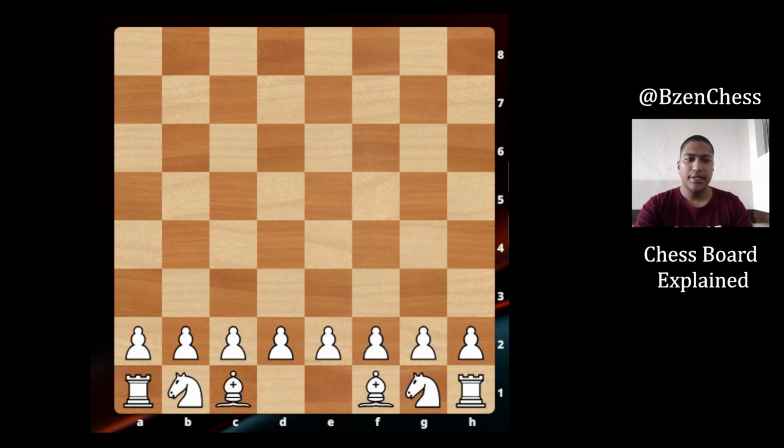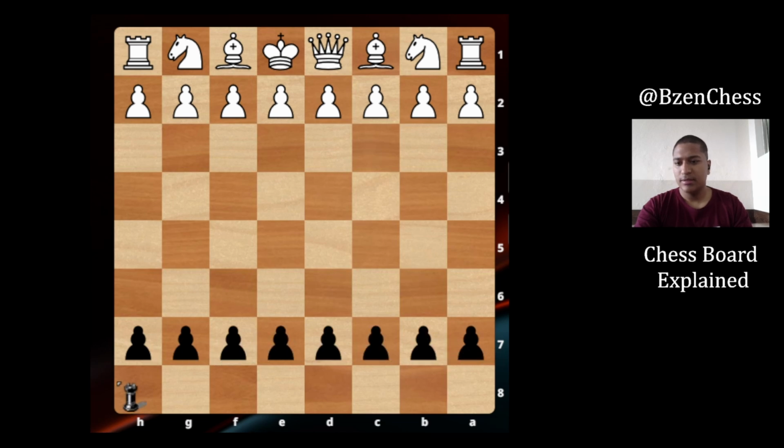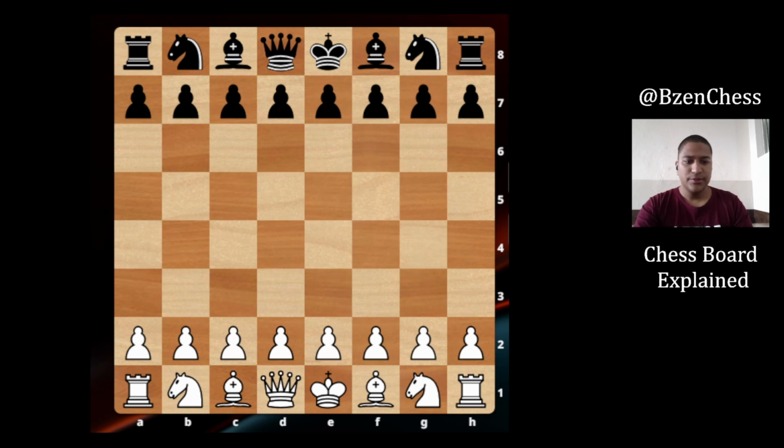Now for the king and queen, the king goes to the color of the square opposite to his. So if it's a white piece, then it will go to the dark colored square, and the queen will be placed just beside the king on the light colored square of the chessboard. So it's the same for black. Let's set it up from black's perspective. So the rooks go on the corner, the knights just beside the rooks, the bishops just beside the knights. So for black, the king is going to be on the light colored square, and the queen just beside the black king. So this is our starting position.